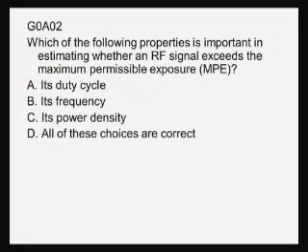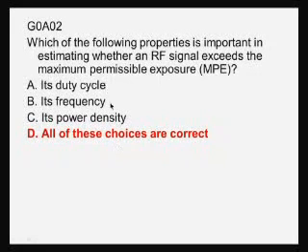Which of the following properties is important in estimating whether an RF signal exceeds the maximum permissible exposure? Duty cycle, frequency, power density. All of these choices are correct. Duty cycle we'll see here in a bit. If you look on the exposure limits, you'll see a frequency chart there that shows you how much power you can use at various frequencies before you need to start evaluating for RF exposure. Power density, how much power is being applied. All of these choices are important in estimating whether the maximum permissible exposure is being exceeded.